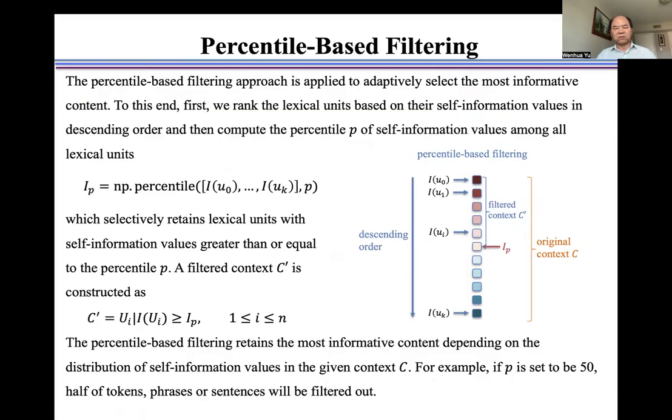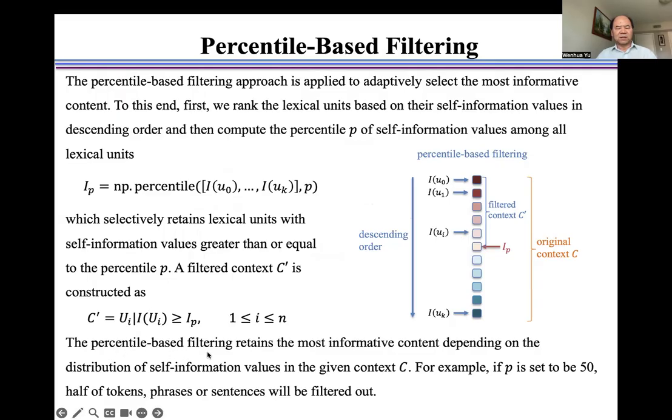To this end, first we rank the lexical units based on their self-information values in descending order, and then compute the percentile P of self-information values among all lexical units through this equation, which is explained in this figure, which selectively retains lexical units with the self-information values greater than or equal to the percentile P. The filtered context C prime is constructed as here.